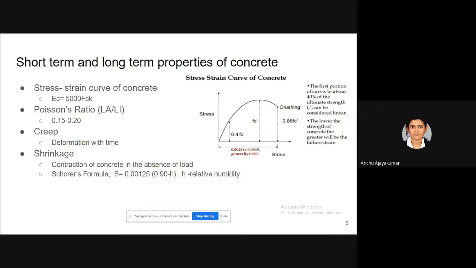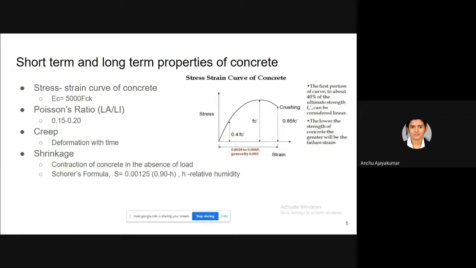First of all, you have to sort out that it is a strain. It is a deformation ratio. Poisson's ratio is a ratio of deformation, so it will definitely come under strain. So LALI is the code: Poisson's ratio is lateral strain divided by linear strain, and its value ranges from 0.15 to 0.20.